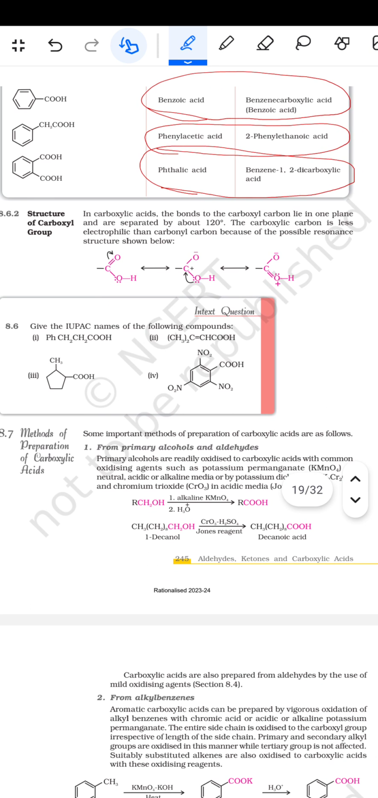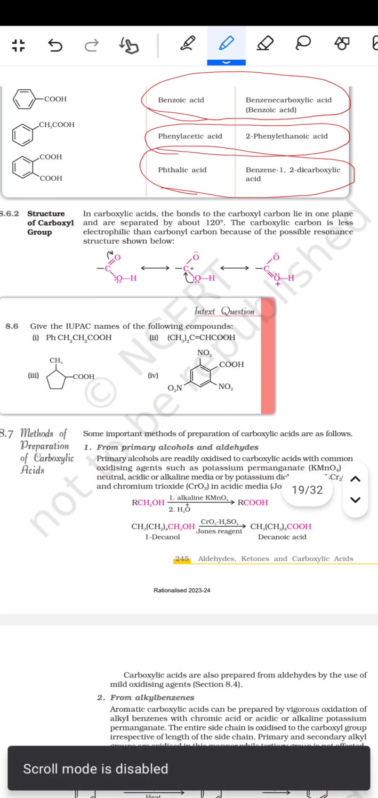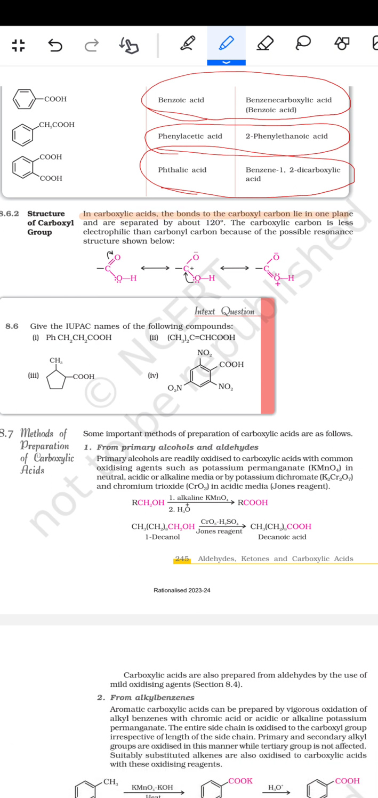Structure of the carboxyl group. In the carboxylic acid, the bonds to the carboxyl carbon lie in one plane and are separated by the 120 degree. The carboxyl carbon is less electrophilic than the carbonyl carbon because of the possible resonance of structures shown below.